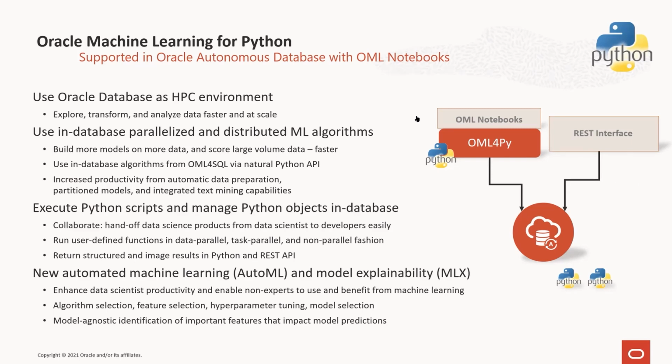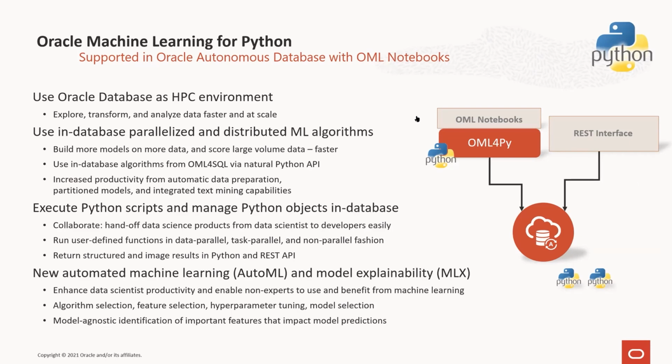The in-database parallelized machine learning algorithms are exposed through a natural Python interface. With OML for Pi, users can build more models on more data and score large volume data faster, taking advantage of autonomous database optimizations, including autoscale. Data scientists benefit from automated data preparation, partitioned model ensembles, and integrated text mining. This can result in increased productivity, while at the same time the powerful in-database algorithms are made more accessible to non-expert users.